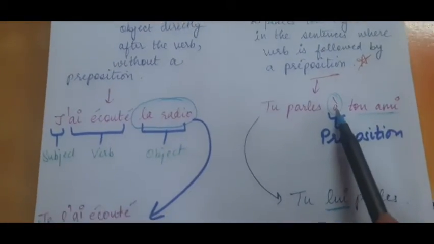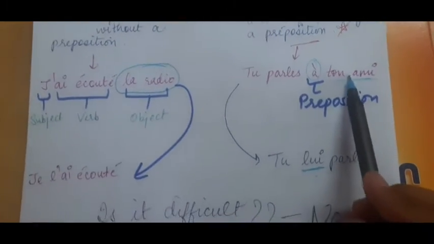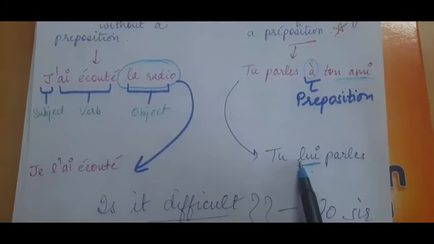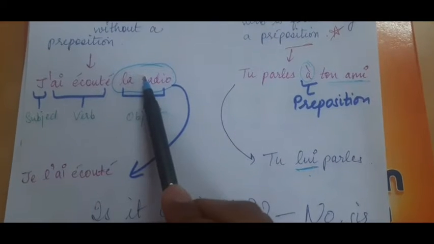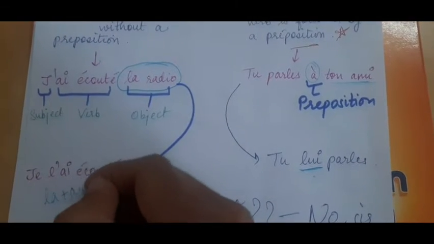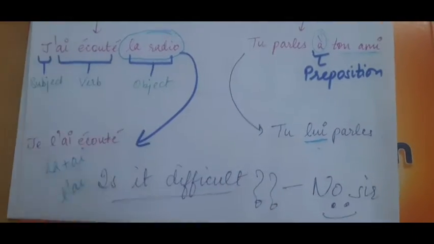Here à was there, and after à we had ton ami. Ton ami is il, right? Il, he. So I'll be writing lui, which is the COI for it. Here la radio was la, so I had put la plus ai. So la plus ai becomes l'ai. It's like that.